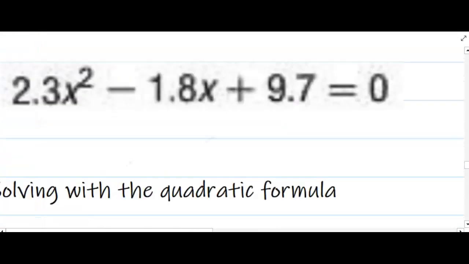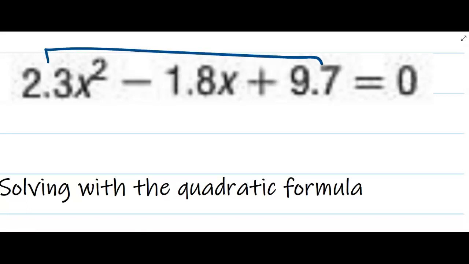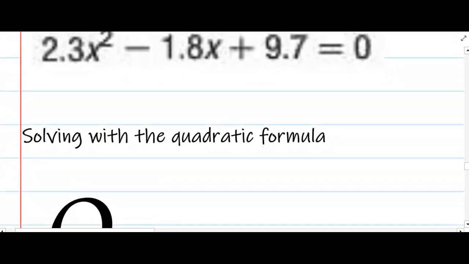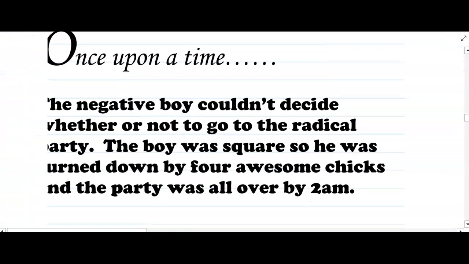Finally, we're going to have some quadratic equations that are not going to be easy to factor. Nobody wants to figure out what 2.3 times 9.7 is and see if they can combine to -1.8. That's just dreadful. Additionally, doing this problem with completing the square, not very pleasant. When we are encountering problems that seem like all other methods are failing, we still have our quadratic formula.